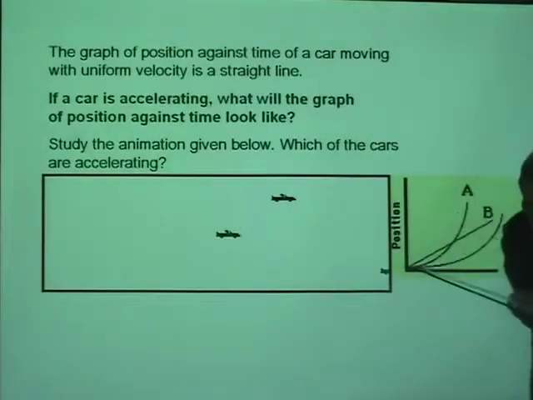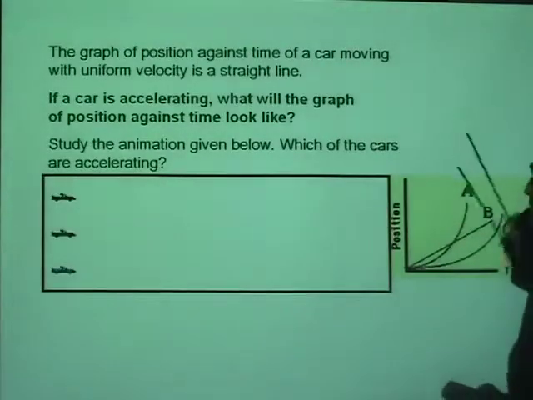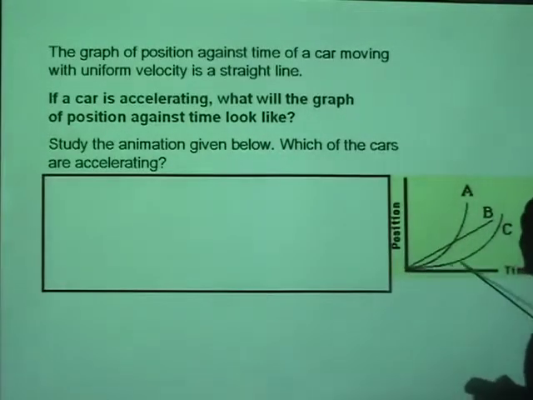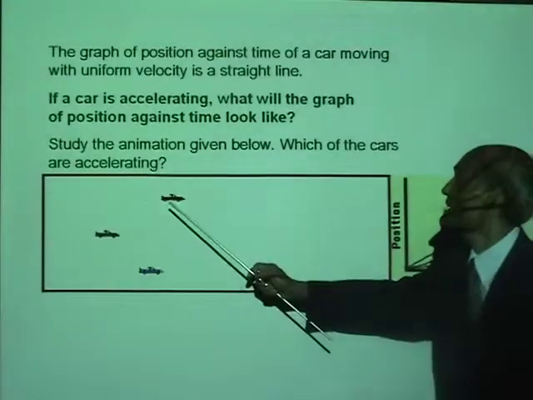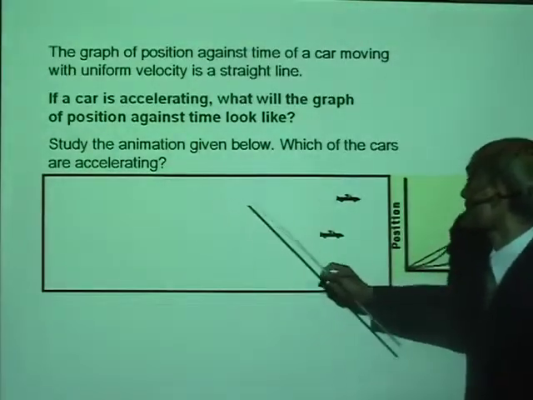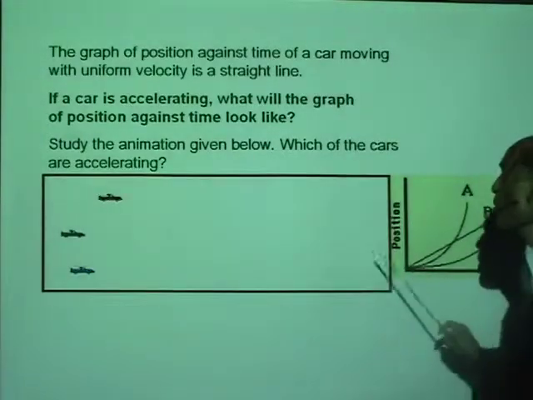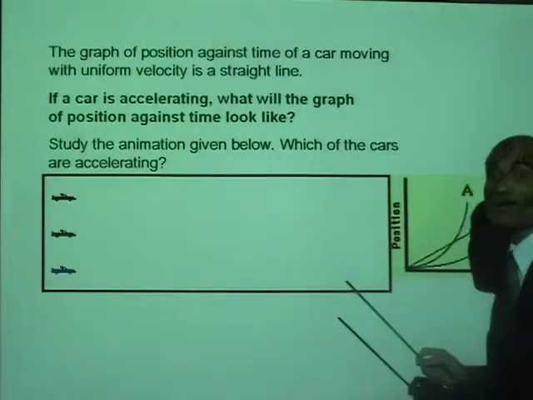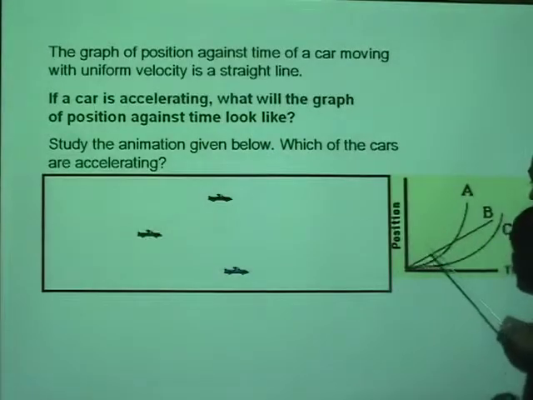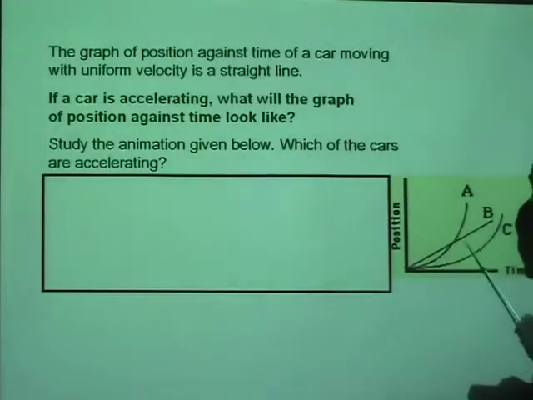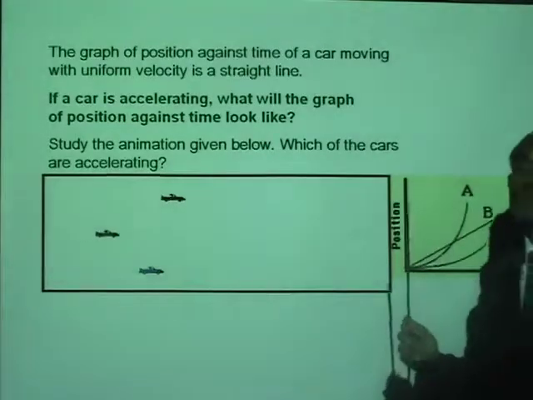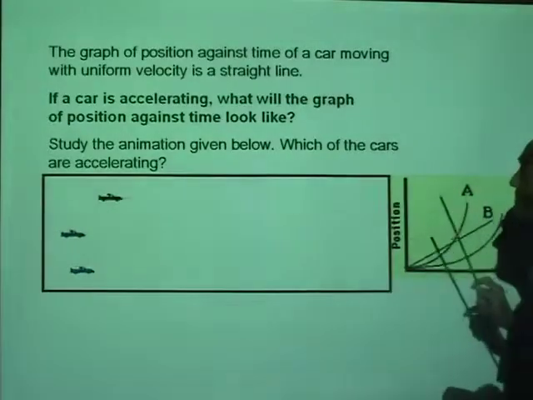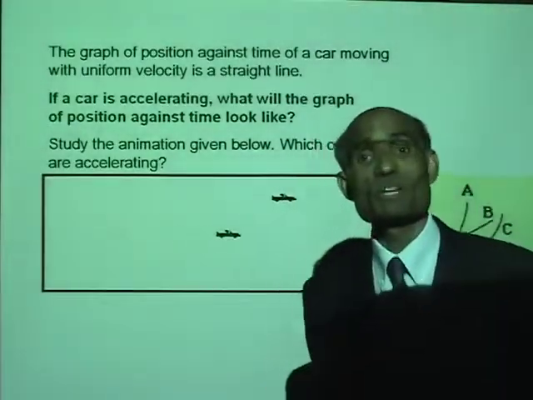Now, graph A, look at that. It's curving so much. Well, I can tell you, I'm going to give you one answer. C belongs to actually the red car. It is accelerating, but its acceleration is not quite that much. It has an acceleration, but not as much as that of the blue car. Alright? Okay, so if a car is not accelerating, the graph will be B. If the acceleration is very large, the graph will curve a lot. Okay? So tell me what you think about it.